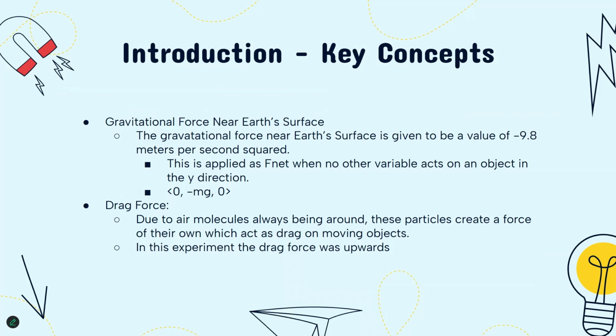The other 2 key concepts that we need to know are the gravitational force near Earth's surface and the drag force. These are crucial to this data, as that is what is needed to be able to do the GlowScript models. So the gravitational force near Earth's surface is given to be a value of negative 9.8 meters per second squared. This is applied as F net when no other variables act on an object, and it is given in the vector <0, -mg, 0>.